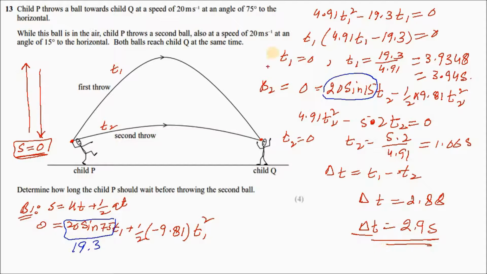The significance of T1 equal to 0 and T2 equal to 0 is that these are the timings when the ball is at the start point of projection, and the second time when the ball reaches the other end. So these are the timings when the ball is reaching the other end.